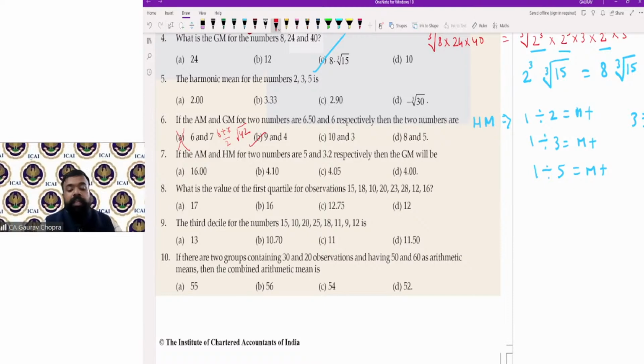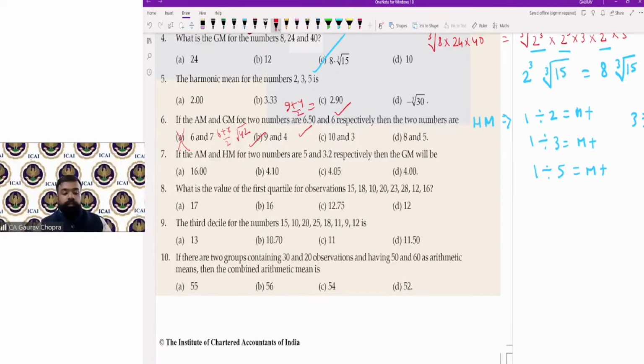Try again 9 and 4. So 9 plus 4 upon 2, 6.5 is correct. 9 into 4, 36. Root of 36 is 6. So B option is correct. Okay. B option is correct.